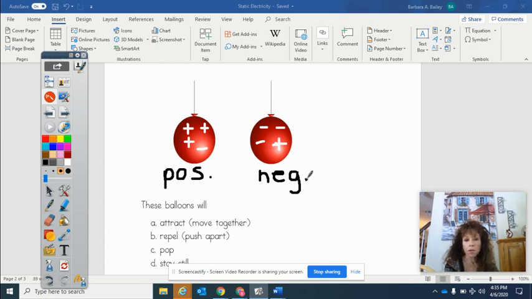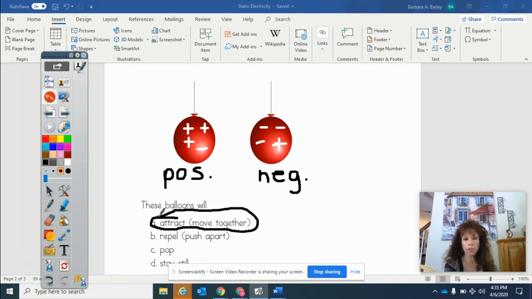Okay. So if I have one balloon that's more positively charged and one balloon that's more negatively charged, are they going to attract and move together, repel and push apart, pop, or stay still? Okay, so remember, opposites attract. So these two balloons would attract and move together.